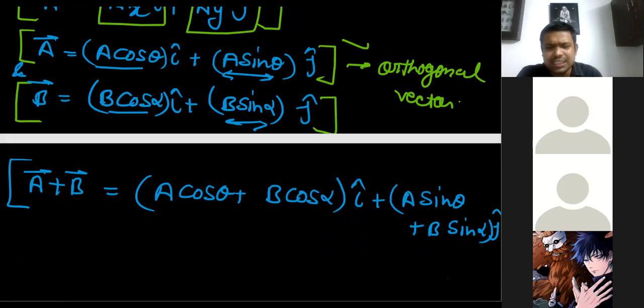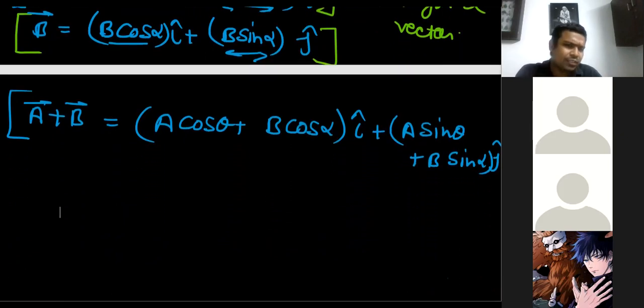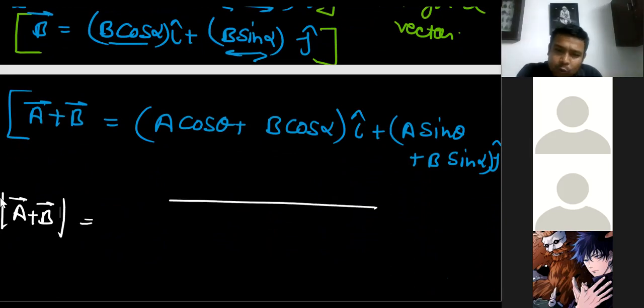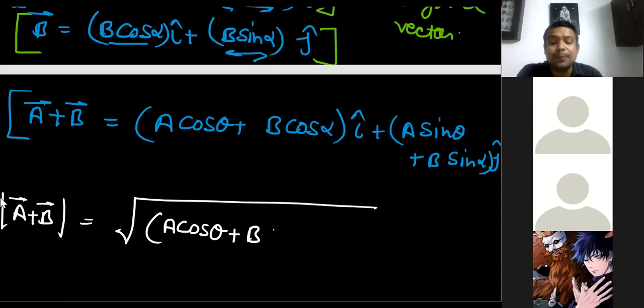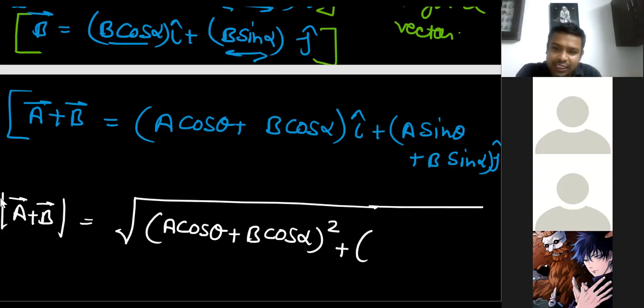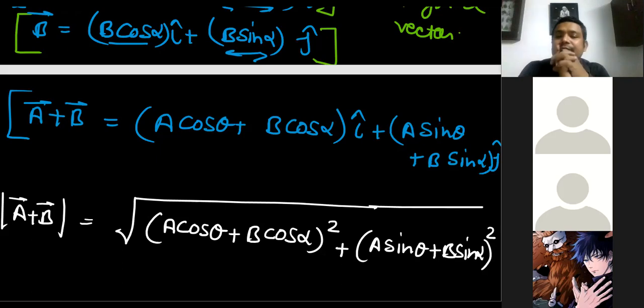Okay, then what is the magnitude? Tell me, my dear friends, what is the magnitude? For magnitude, please remember, it is the square root of the square of the coefficient of i plus the square of the coefficient of j. So it is the square root of (A cos theta plus B cos alpha) whole squared, plus (A sin theta plus B sin alpha) whole squared. Clear, my dear friends?